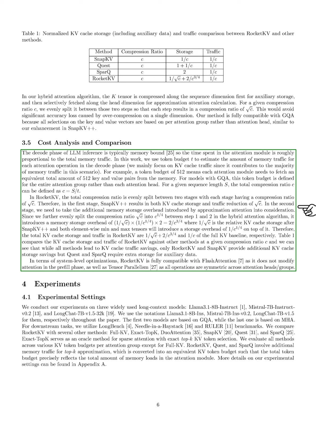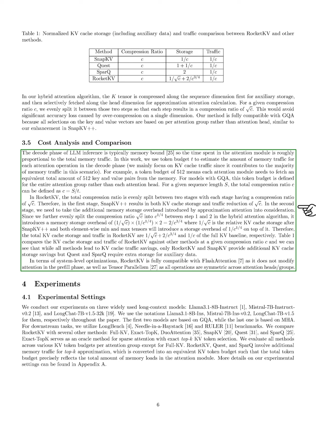For instance, a token budget of 512 indicates that each attention module must retrieve a total of 512 key and value pairs from memory. For models using group query attention, GQA, this token budget applies to the entire attention group rather than individual heads. We define the total compression ratio, C, as the sequence length, S, divided by the token budget, T. In our RocketKV approach, we split this compression ratio evenly across two stages, with each stage having a compression ratio of the square root of C.